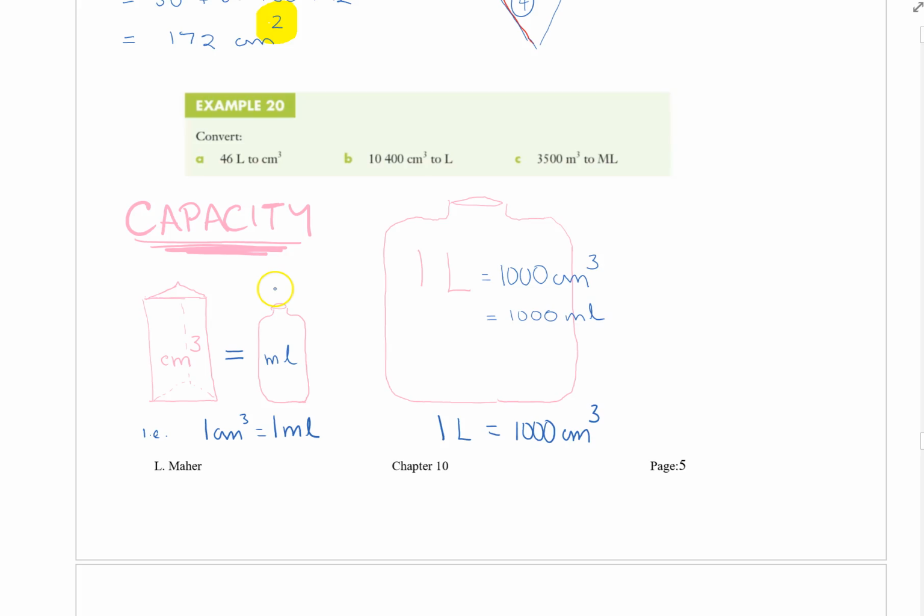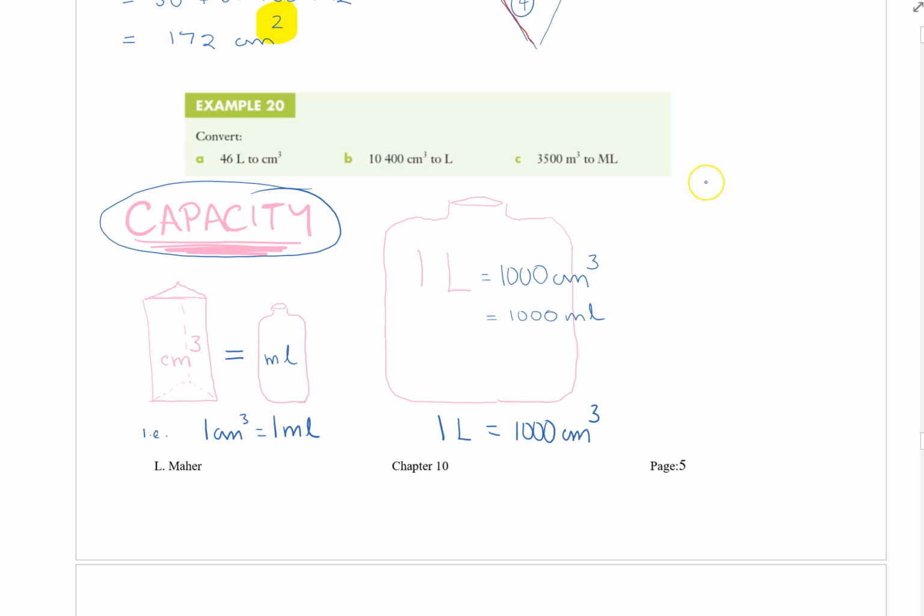And the final concept that you have to be aware of in this exercise is that of capacity. Capacity is just a fancy name for measuring the volume of a liquid. So it's still a measure of volume. However, you know that we mostly measure our liquids in terms of litres or mils. Now, we can't calculate the size of the volume in mils and litres.